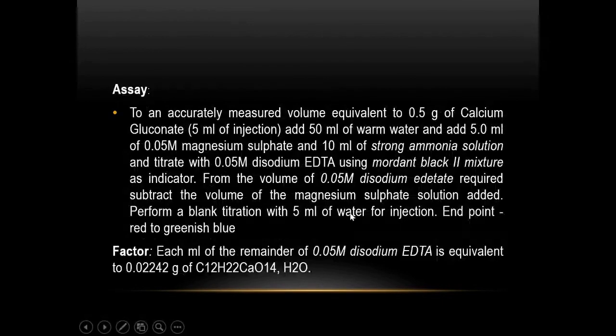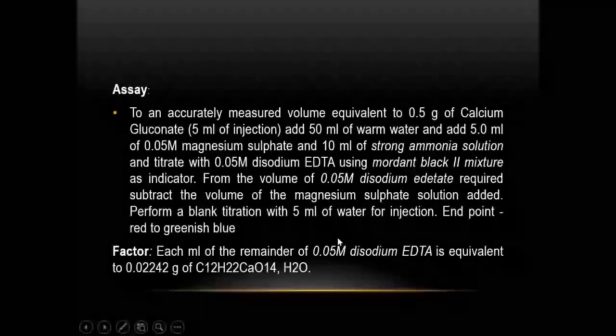Now this is the assay procedure. The assay procedure is used to find out what percentage of calcium gluconate is present in your ampoules. If the stated amount is 10% weight by volume, then as per IP, the specification must be 8.5 to 9.5%. And the factor is that each ml of 0.05 M disodium EDTA is equivalent to 0.02242 gram of calcium gluconate. So by using this procedure, we can calculate the percent purity of calcium gluconate.